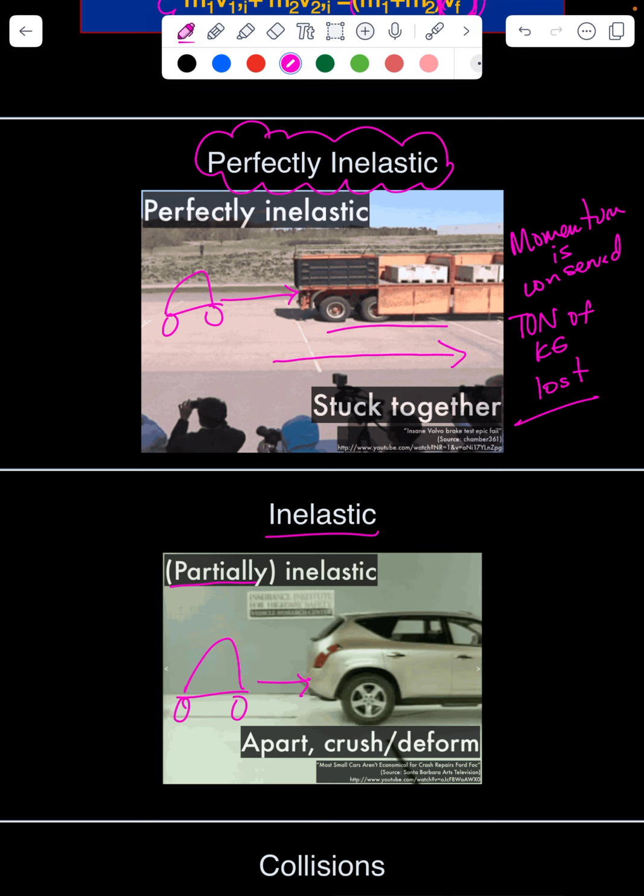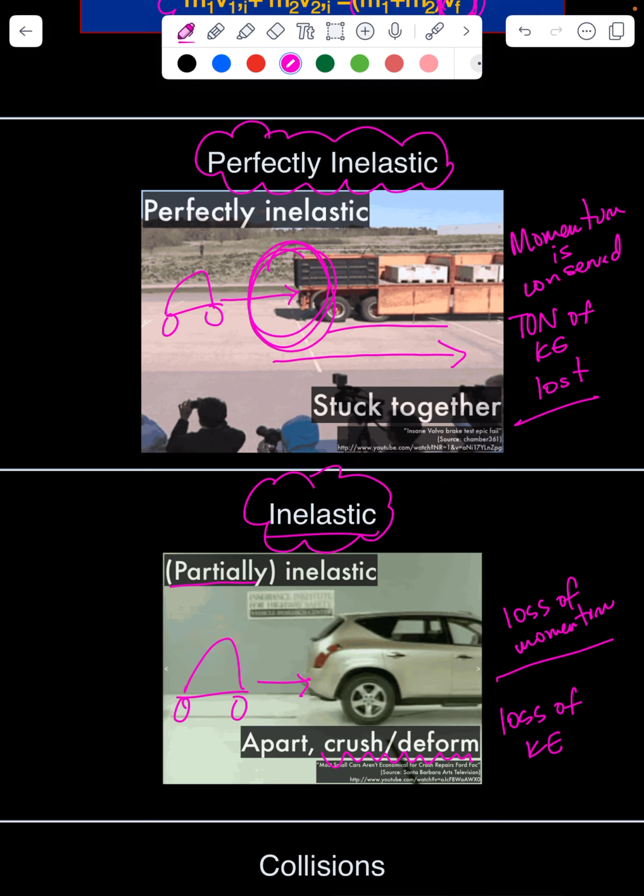but then they separate and they move separately after a little bit. Again, you have this crushing and deformation like you had in the perfectly inelastic collision, which does lead to a loss of kinetic energy. But there's also a loss of momentum here, because they do separate.